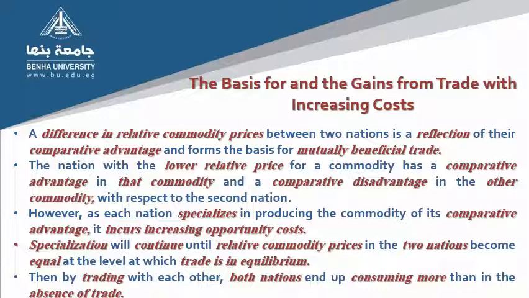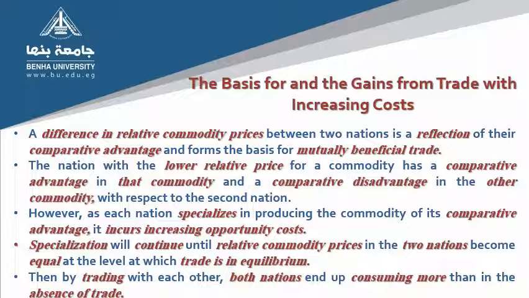The basis for and the gains from trade with increasing costs. Note that a difference in relative commodity prices between two nations is a reflection of their comparative advantage and forms the basis for mutually beneficial trade. Accordingly, the nation with the lower relative price for a commodity has a comparative advantage in that commodity and a comparative disadvantage in the other commodity with respect to the second nation.